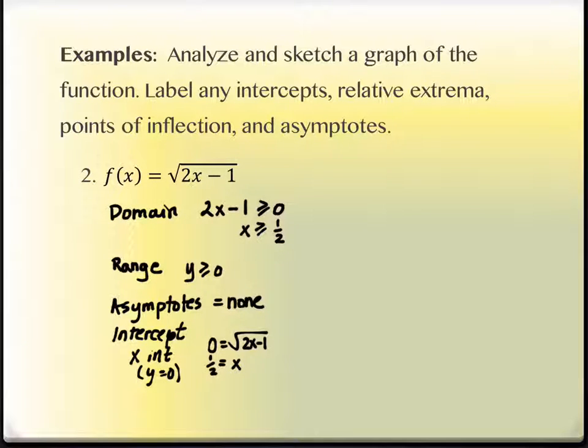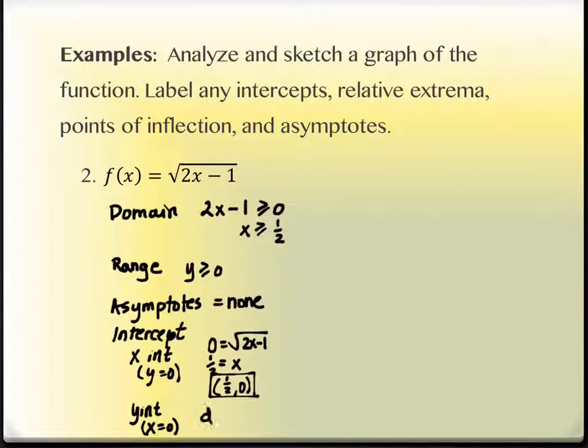1/2. Right? Square both sides, add the 1, divide by 2. X equals 1/2. So I have an x-intercept at x equals 0. Whoops, not 0. X equals 1/2, and then comma 0. So this is my x-intercept. How about my y-intercept?